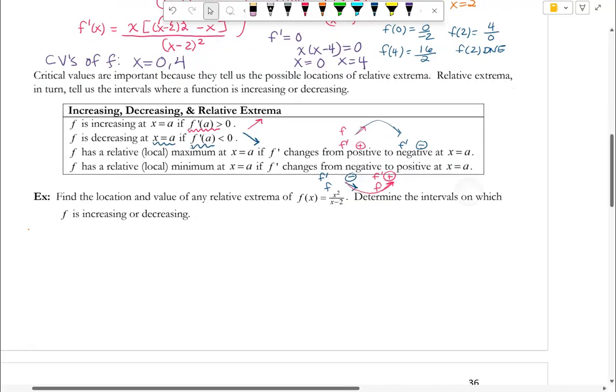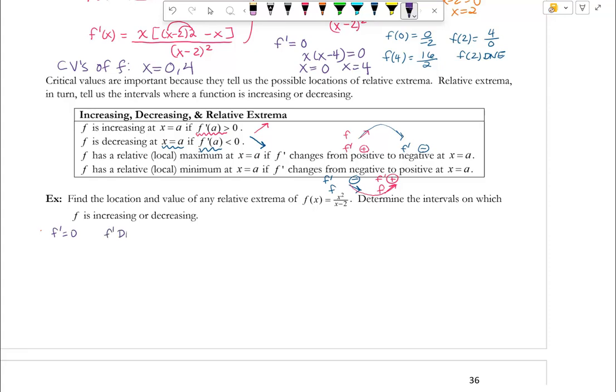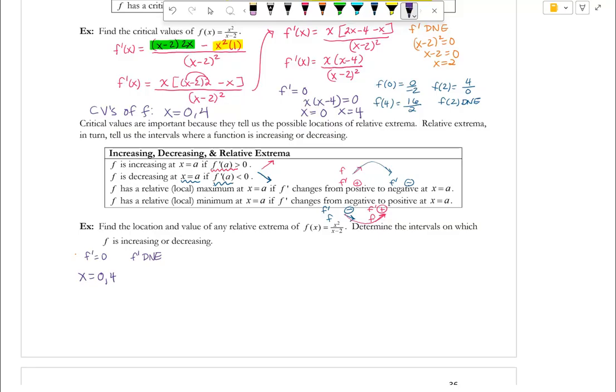All right, so for the second example, we're asked to find the location and value of any relative extrema of f, and then determine the intervals on which f is increasing or decreasing. So the first thing we would need to do is find our critical values. And more generally, we need to find any place that f prime is equal to 0 or f prime does not exist, like f prime is undefined. Now, we already did that in this last example. So we said our critical values, again, were when x is equal to 0 and to 4.